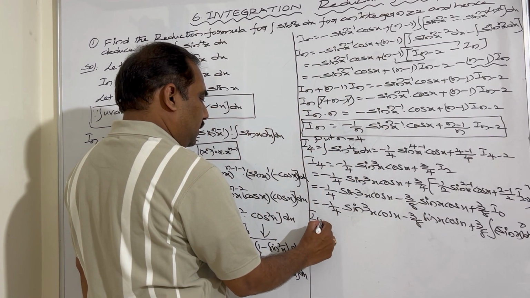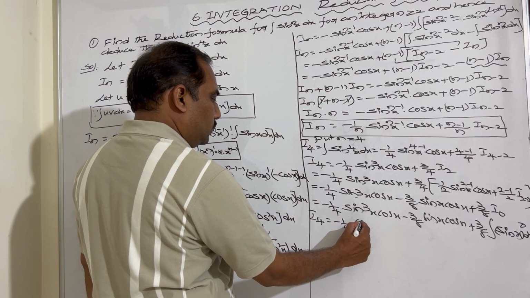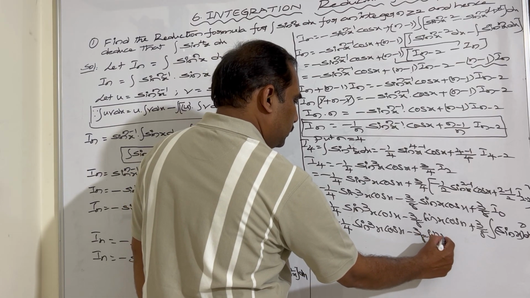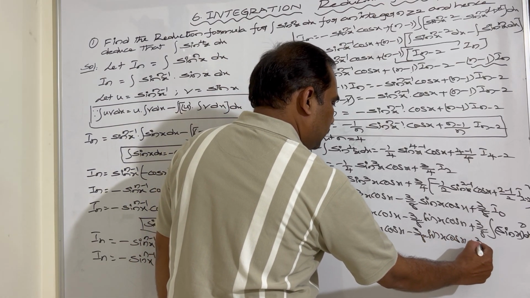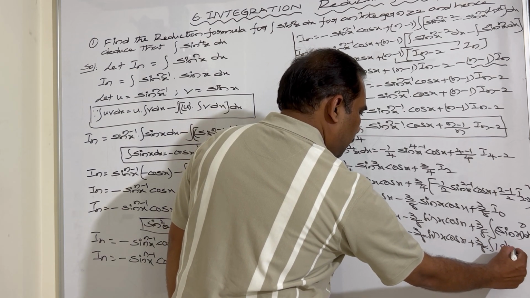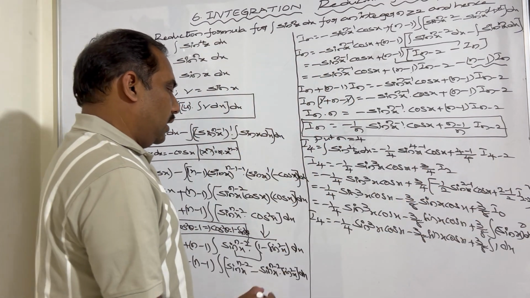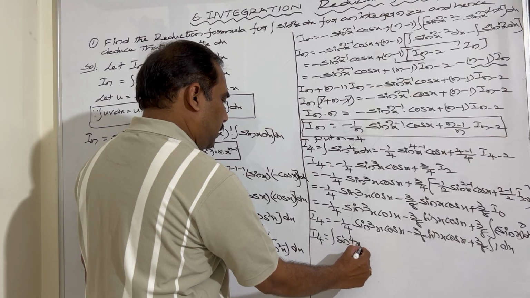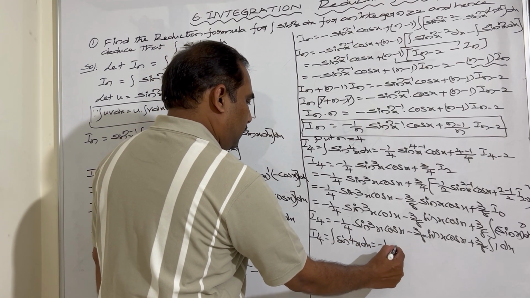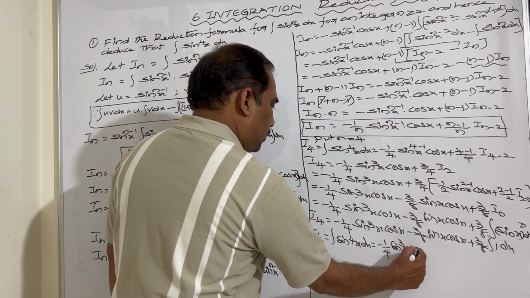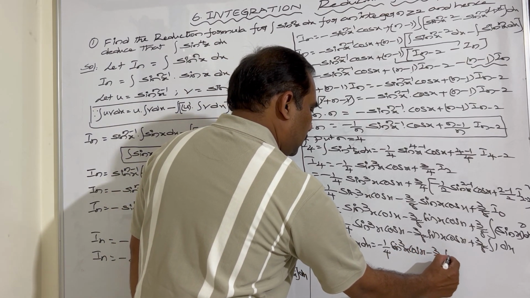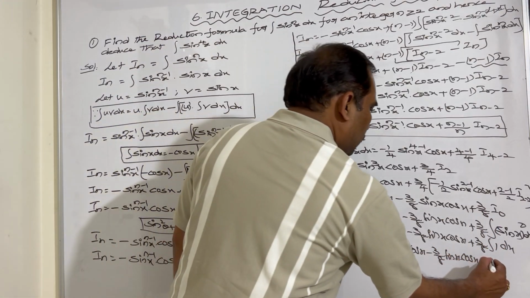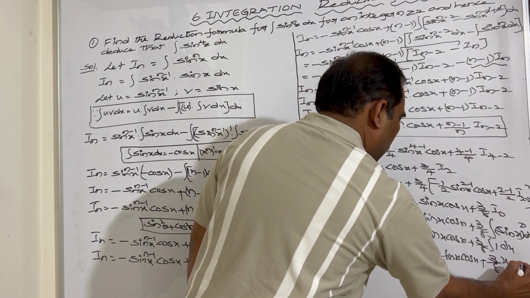So now I4 is equal to minus 1 by 4 into sin cube x into cos x, minus 3 by 8 into sin x into cos x, and plus 3 by 8 into integral, anything power 0 is 1, dx. Finally we get I4 is equal to integral sin power 4x dx is equal to minus 1 by 4 into sin cube x into cos x, minus 3 by 8 into sin x into cos x, plus, we know that integral 1 dx is x, so that's why this is 3 by 8 into x plus c.